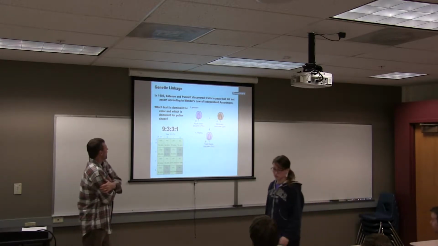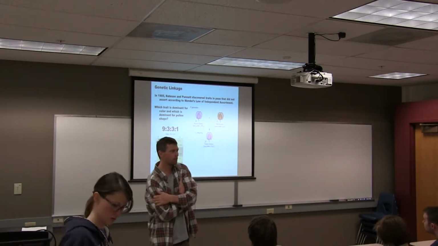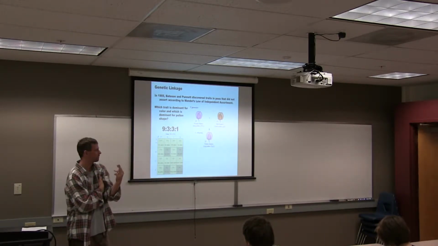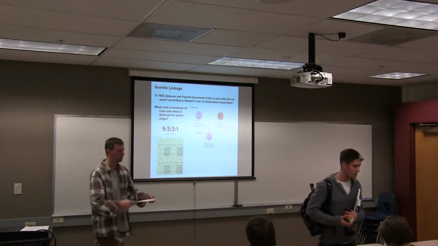In 1905, Bateson and Punnett, the person who came up with these Punnett squares. Actually, I think two people did. They used to be called Punnett and something or other squares, and that was too hard to say, so people just call it Punnett squares.